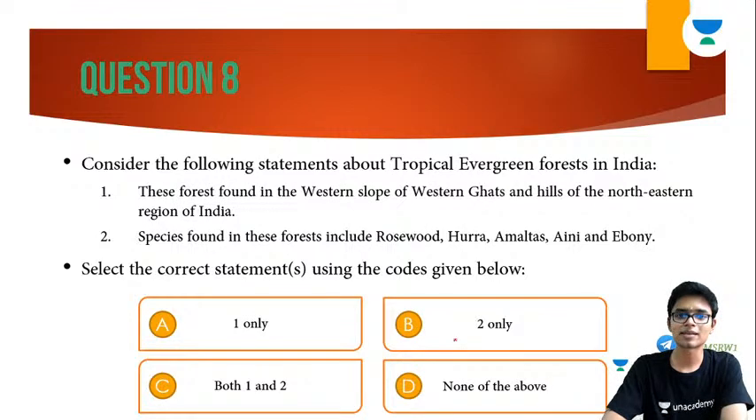Question 8. Consider the following statements about tropical evergreen forest in India. 1. These forests are found in the western slope of Western Ghats and hills of the northeastern region of India. 2. Species found in these forests include rosewood, hurra, amaltas, ainy and ebony. Select the correct answer.